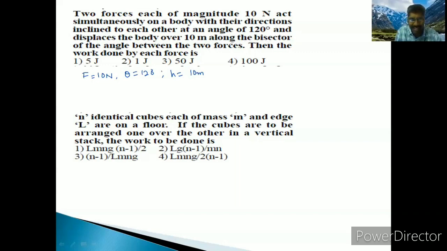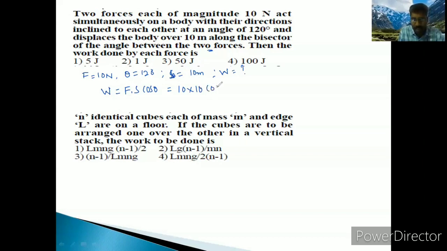the bisector of the angle between the two forces. Then what is the work done by each force? So here, the general formula: work done is equal to Fs cos theta. The F value is 10, and the S value they gave is 10, so we can put S as 10.